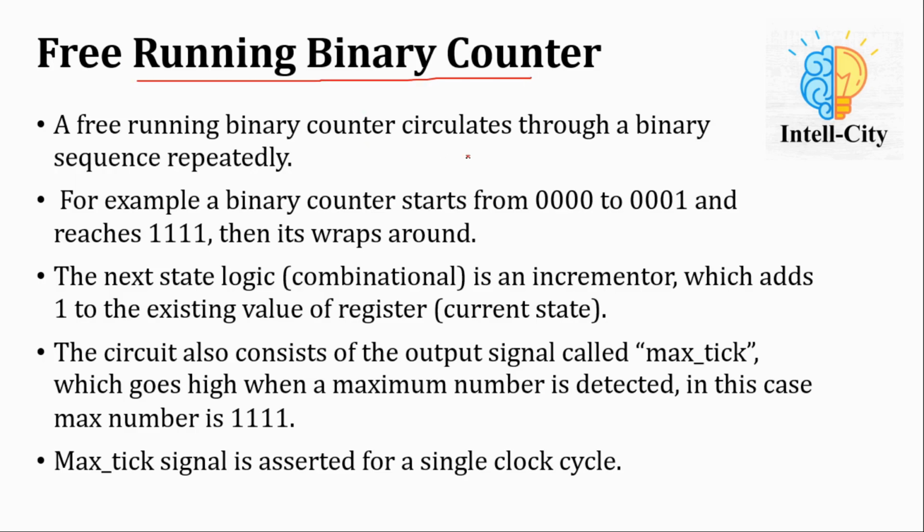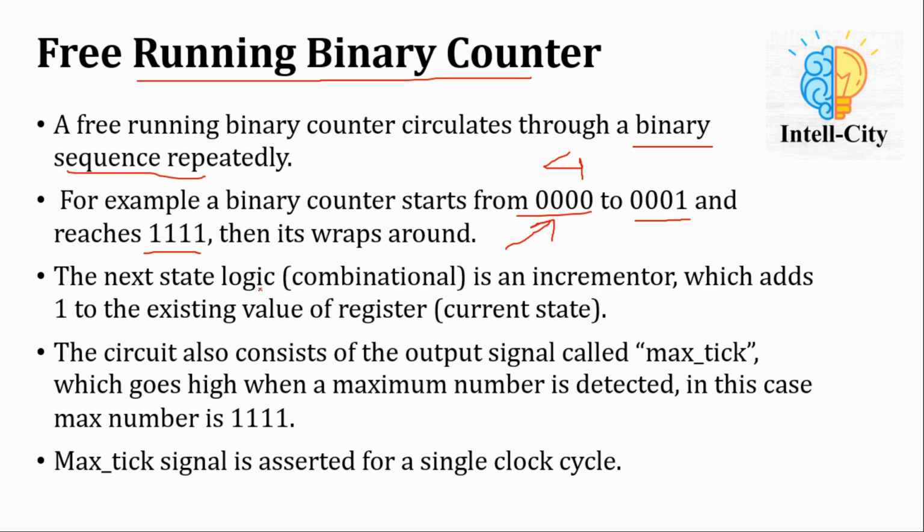This is a counter which circulates through a binary sequence repeatedly. For example, in the case of a 4-bit counter it starts from 0000, goes to 0001, and then on to 1111, and then it wraps around, meaning it starts again from 0000. So this is the sequence it has to follow.